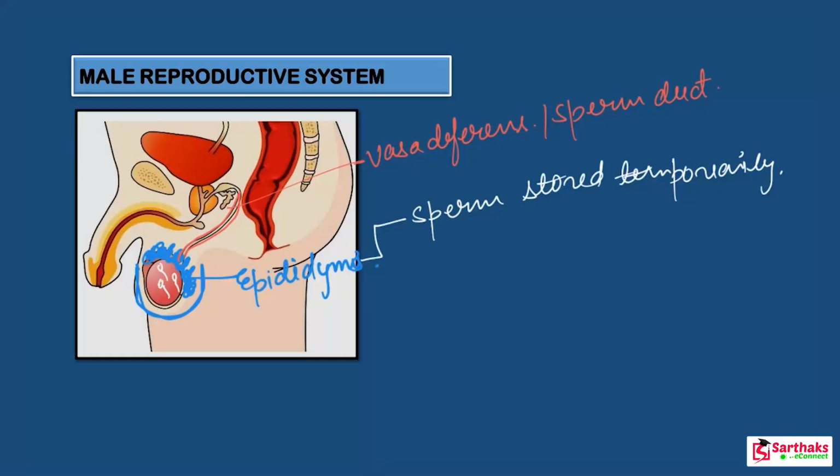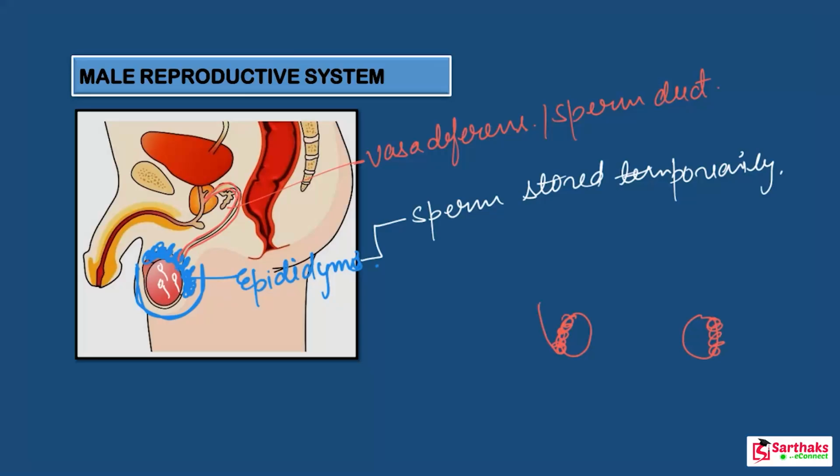Now, which joins with another tube called the urethra. Look at the diagram where it joins with another tube called the urethra. Yes, here it is. Got it? So the diagram is somewhat like that. It is a testis, and here the epididymis is present.